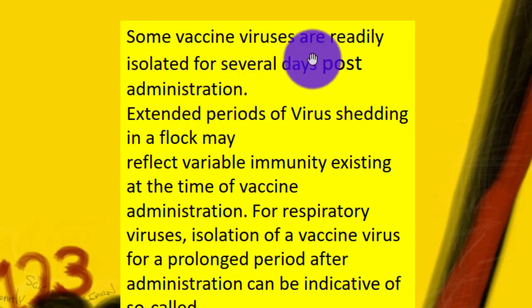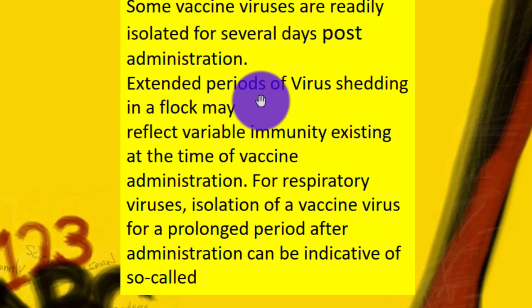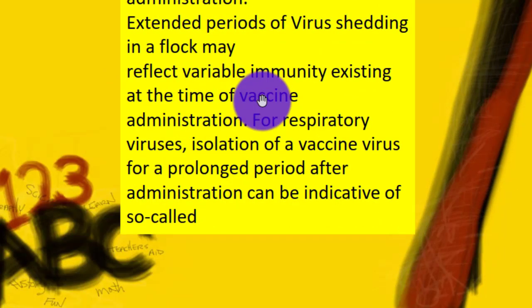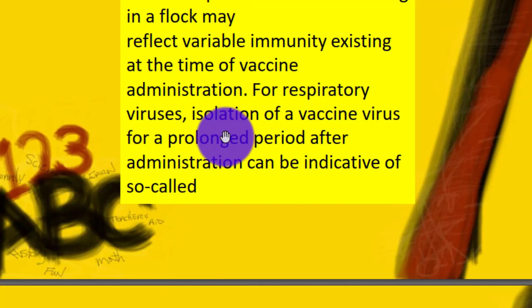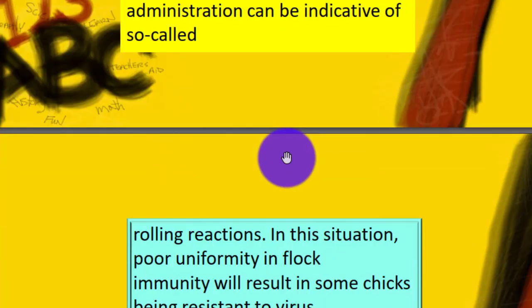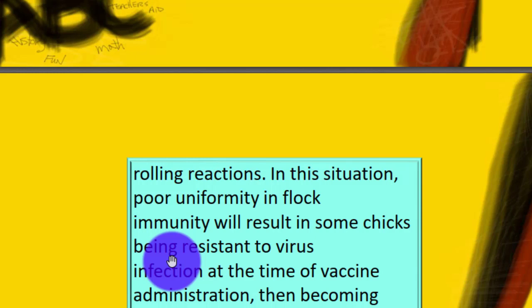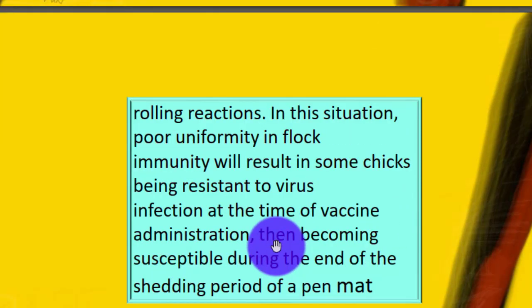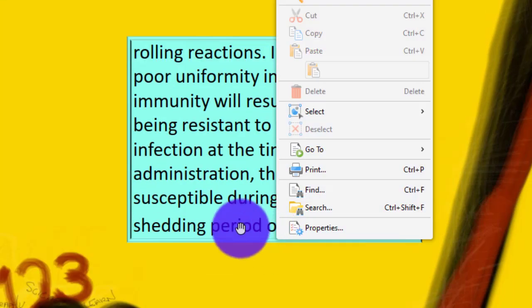Some vaccine viruses are readily isolated for several days post-administration. An extended period of virus shedding in a flock may reflect variable immunity existing at the time of vaccine administration. For respiratory virus, isolation of vaccine virus for a prolonged period after administration can be indicative of a so-called rolling reaction. In this situation, poor uniformity in flock immunity will result in some chicks being resistant to virus infection at the time of vaccine administration.